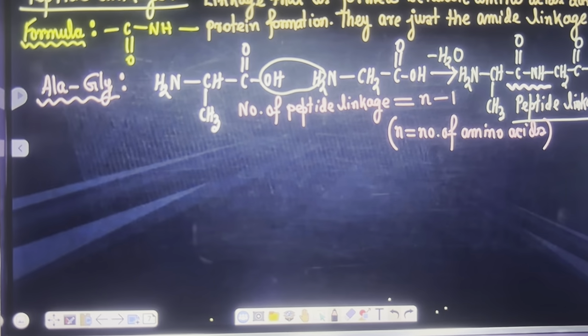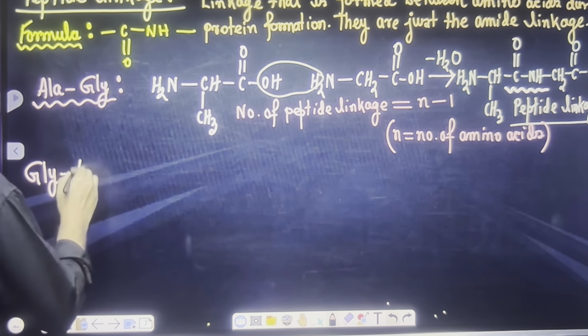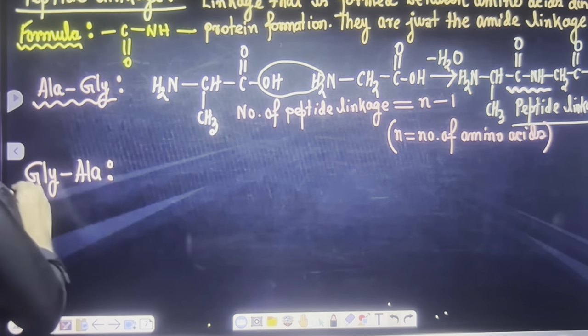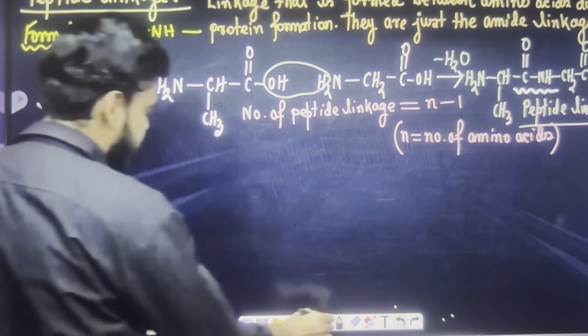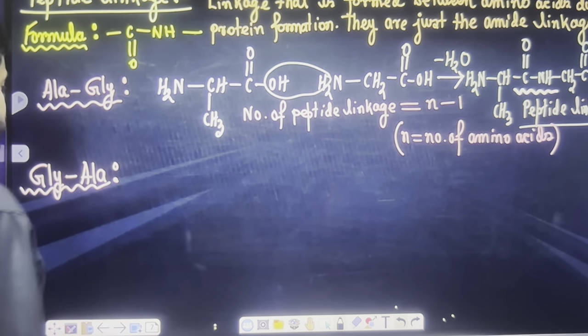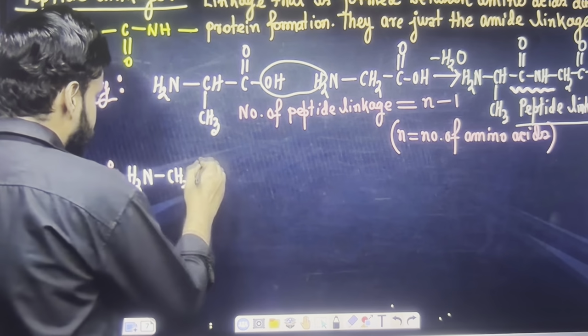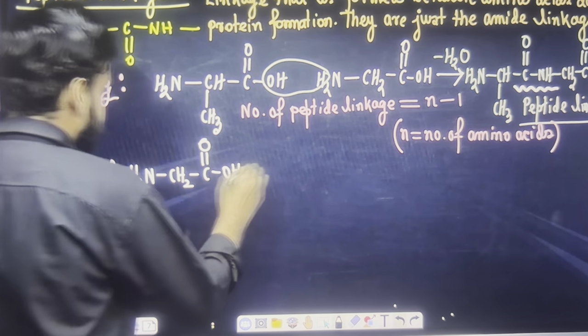So we are moving to the next example. This time, we will draw Gly-Ala. We have to draw glycine initially. So this will be NH2, then CH2, and then COOH. This is glycine.